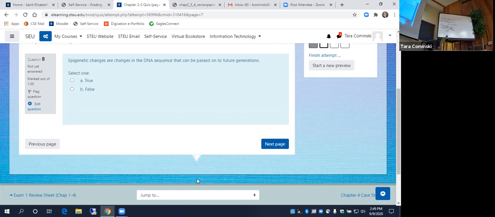Does anyone have more questions about that? Because I feel like the epigenetics concept is probably a little difficult to conceptualize. So if you're still having a little bit of trouble with it, let me know. Or if you want me to go over it more, let me know. But basically, just know that it's not a change in the DNA sequence. But it can be passed down. That's the thing, right?